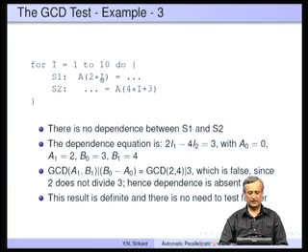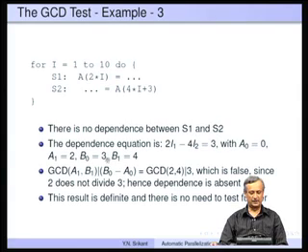This is A of 2 star I and this is A of 4 star I plus 3. So, if you expand the loop, you see that this will be A2, A4, A6, etc. And here we would have 4 plus 3, 7, I equal to 1, this becomes 7, then I equal to 2 becomes 8 plus 3, 11 and so on and so forth. So, 11 plus 4, 15 and so on. So, this is even and this is odd, they never intersect. So, that means there will be no dependence between S1 and S2.